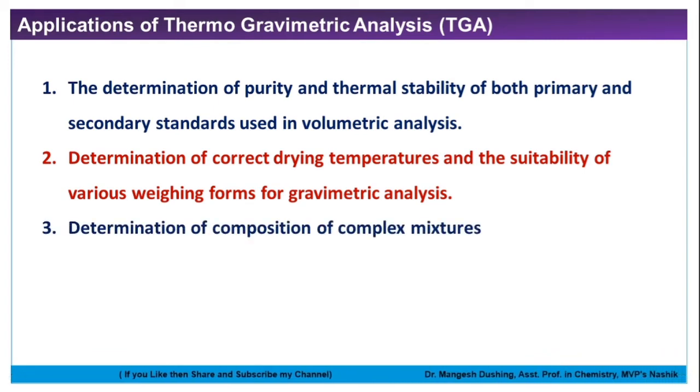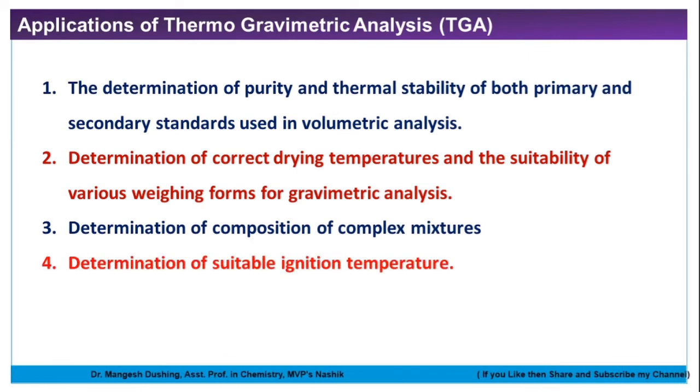The third application is determination of the composition of complex mixtures. This can be used to find out the composition of complex mixtures, if there is a mixture of two or more compounds or salts. The fourth is determination of suitable ignition temperature. For gravimetric analysis, we should know the ignition temperature of the particular salts or precipitate. For that purpose, thermogravimetric analysis is very useful to get suitable ignition temperatures of those salts or precipitates.